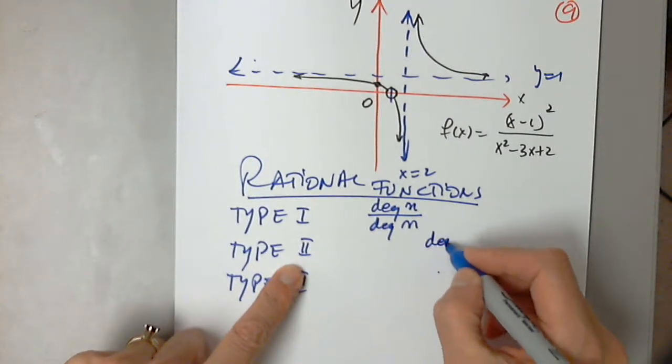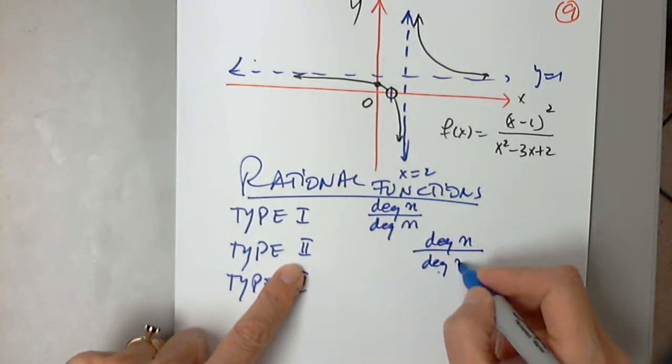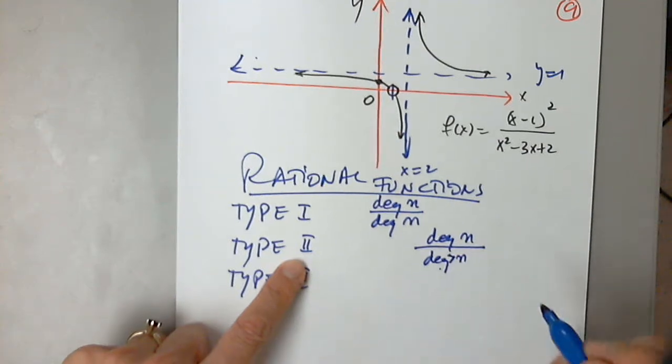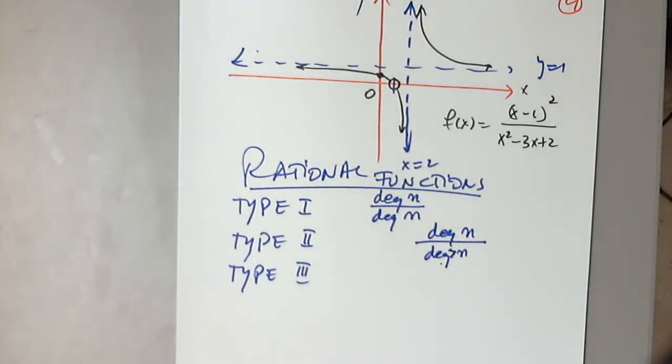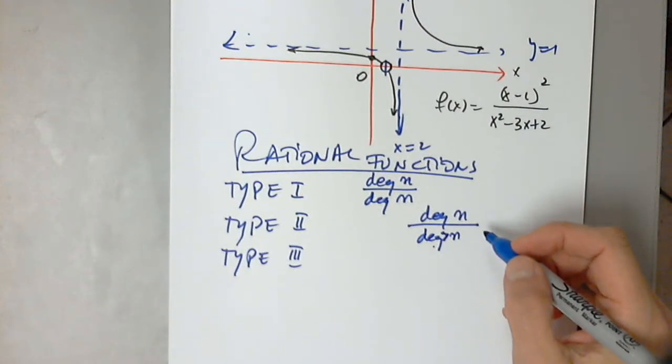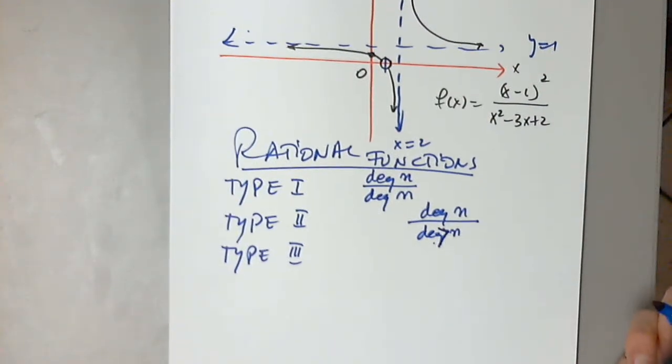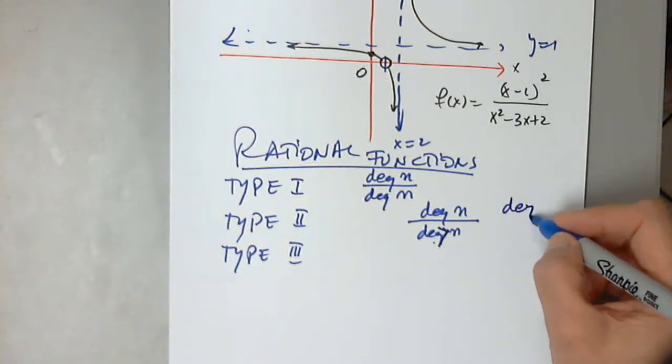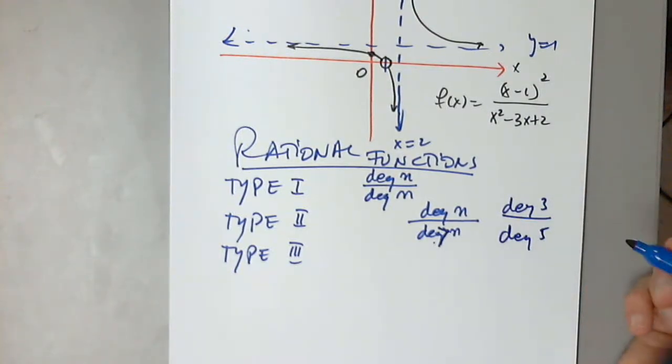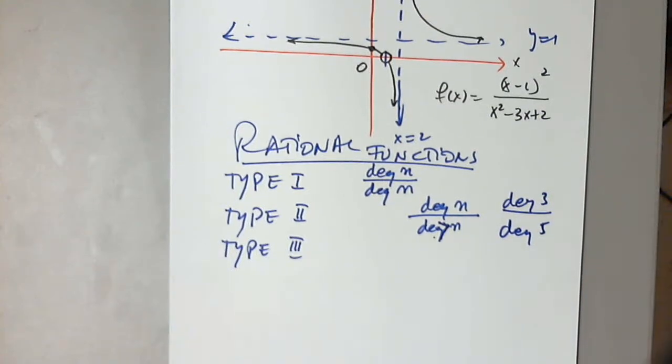This one is degree n, and this is degree greater than n. So bigger in the denominator. The only difference from type 1 is that the denominator is much stronger, so the horizontal asymptote must be zero. So let me write this one. It's not clear? So this is greater than n. So if this is degree 3, this is degree 5 or 4 or 10, higher in the denominator.